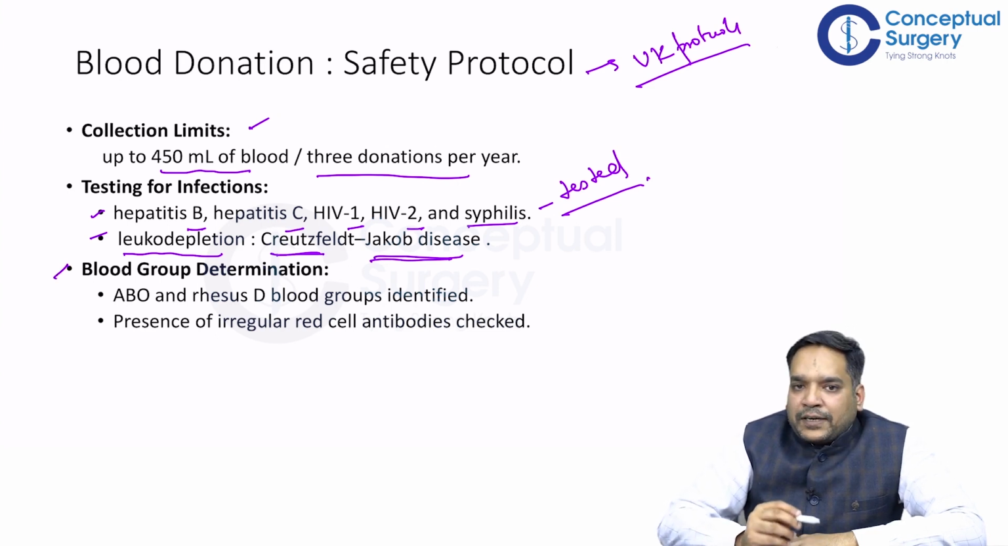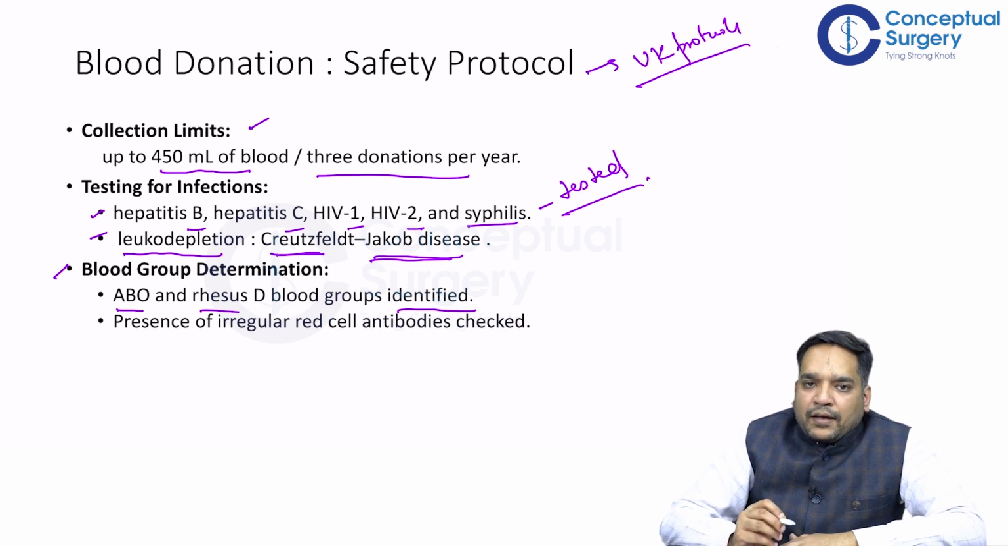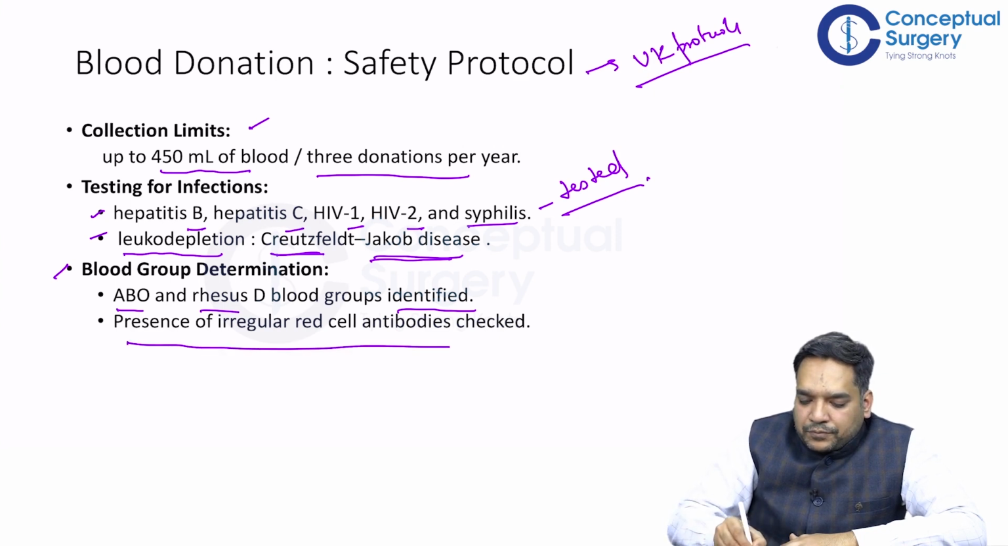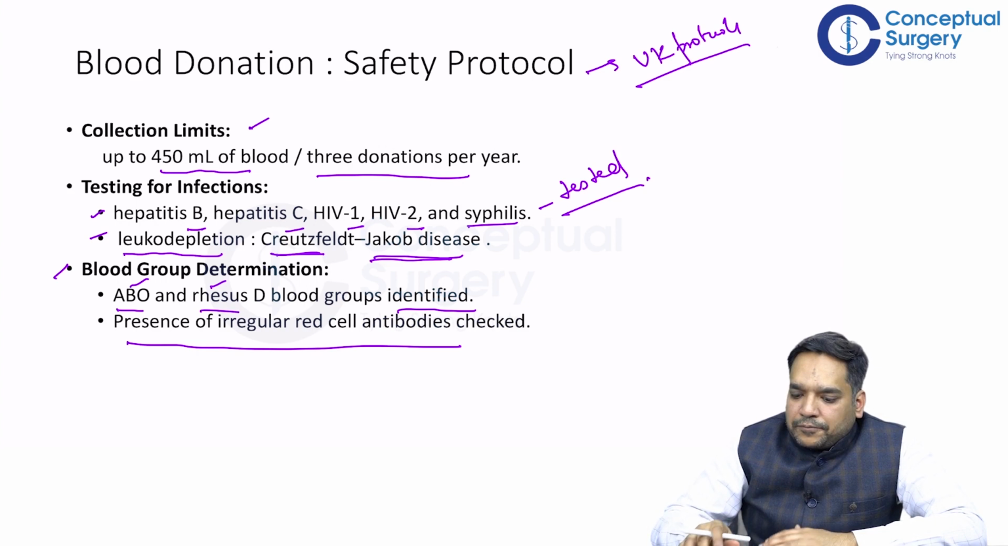Obviously the blood group is determined before transfusion. ABO and the RhD blood groups are the major groups to be identified. Apart from that, other blood group antigen antibody reactions are also tested. So these two are major. Apart from that, irregular red cell antibodies and other antigen antibody reactions are also checked.